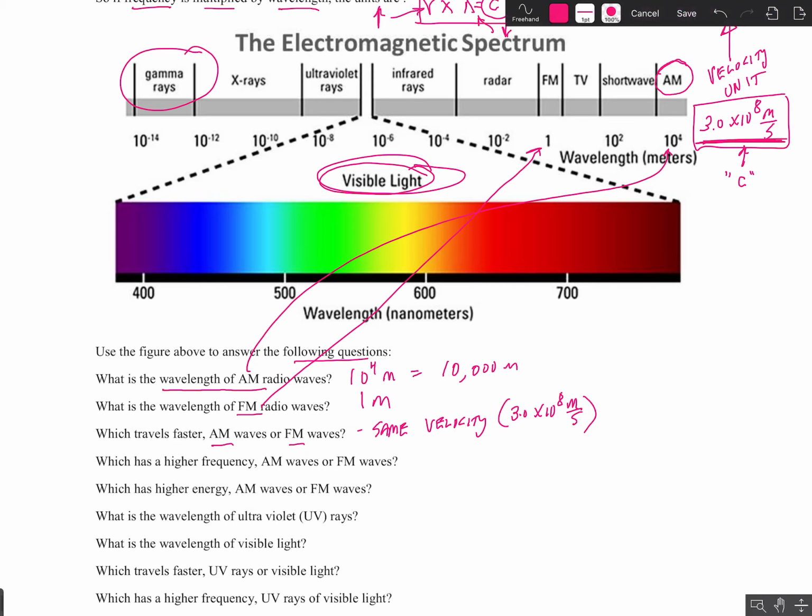Well, if they all travel at the same speed, and one has a much larger wavelength than the other, which has a higher frequency, AM or FM? Well, before I answer that question, I want to give you a silly little metaphor, okay? This metaphor involves a little girl and her day at the beach.